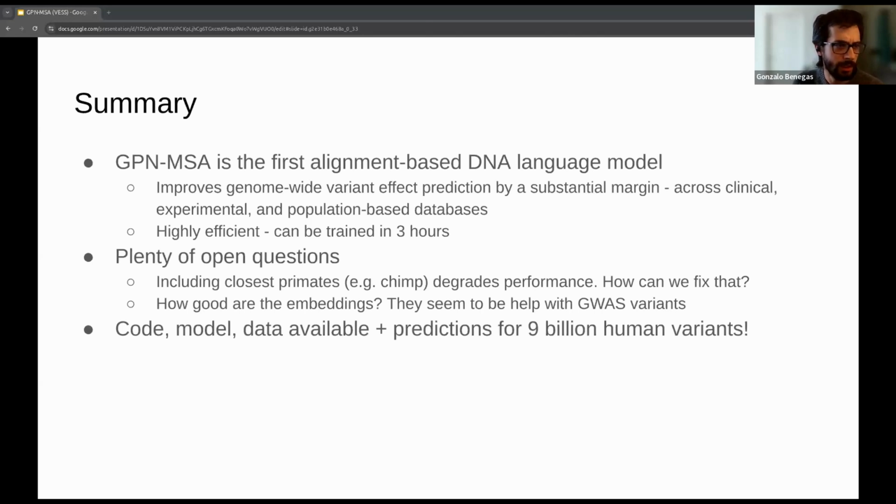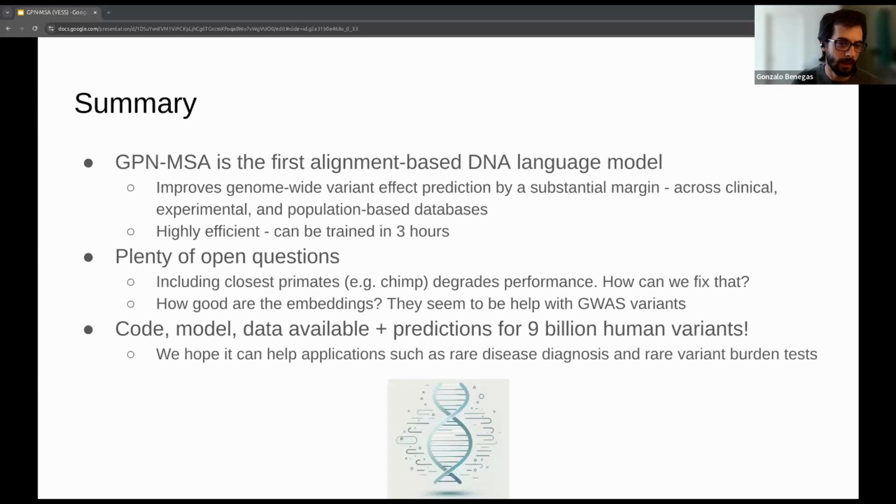I also wanted to highlight that we have tried to make everything available, including predicting the score for all possible human single nucleotide variants, which I think is pretty cool since there aren't many deep learning models that have been able to scale up to all these variants. Some of the applications that we hope it can improve are rare disease diagnosis and rare variant burden tests.